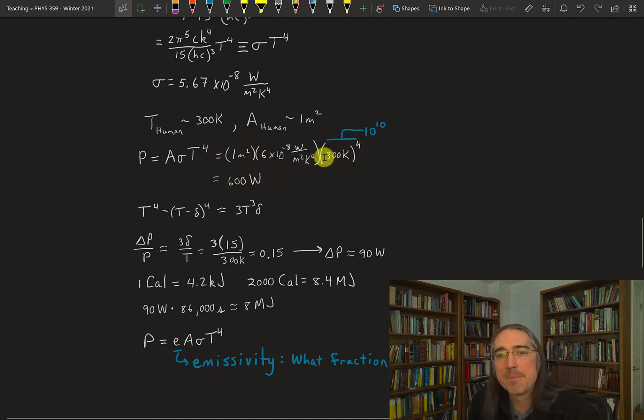Good. 300 Kelvin to the fourth. Well, 3 squared is 9. That's about 10. We're going to do it twice because it's to the fourth. So that's 2 powers of 10. 10 squared to the fourth is 8 powers of 10. So we've got 10 powers of 10. Cancel that there. 600 watts. It's an awful lot of power for you to be radiating. Do you feel okay? Okay, so that's not your total power loss though, right?